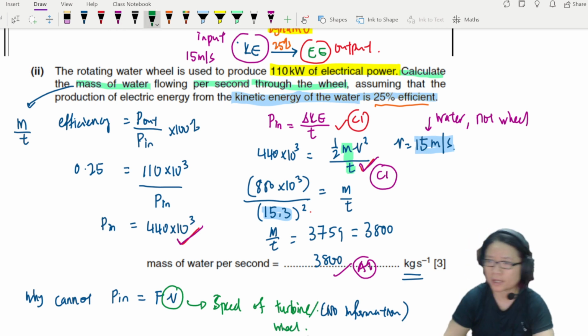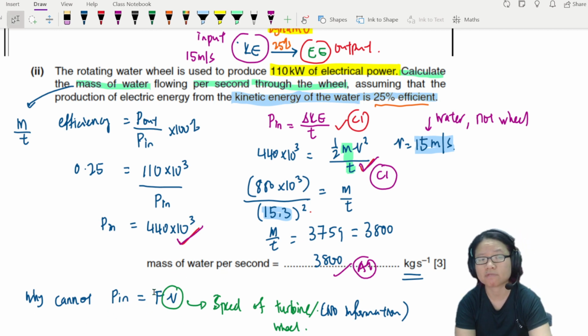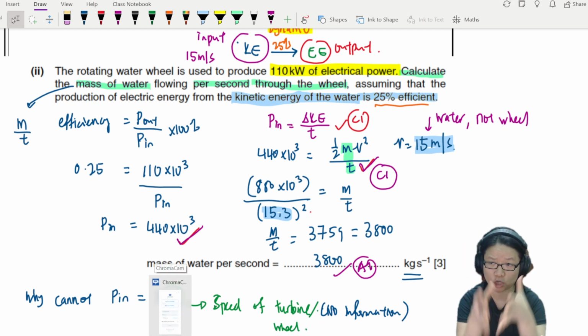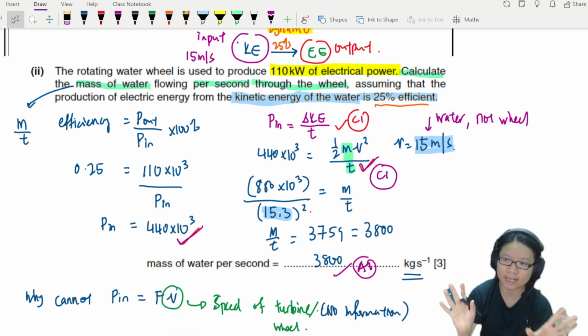Okay, so hope that answers some of you who may be thinking, why can't we use P equal to Fv? This is a very specific equation. Force must be constant, and also V must be the V of the object itself, not any simple V you can take. All right, that's it.